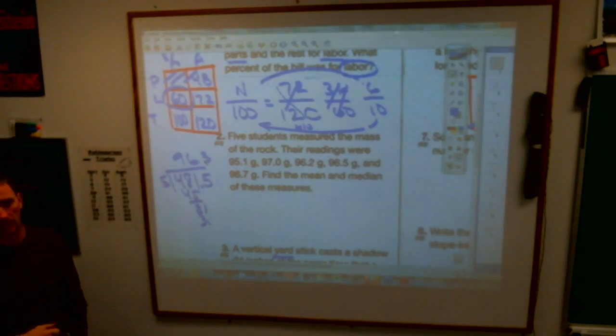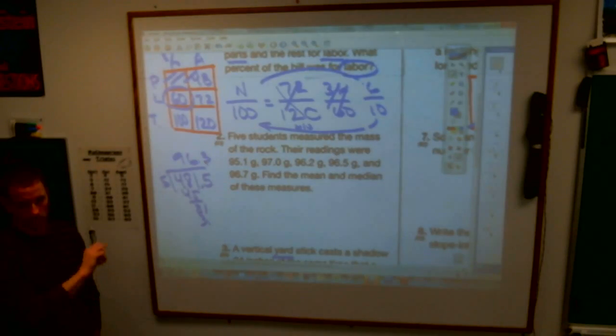Did you get the median part right, though? Yes. Order them, middle.